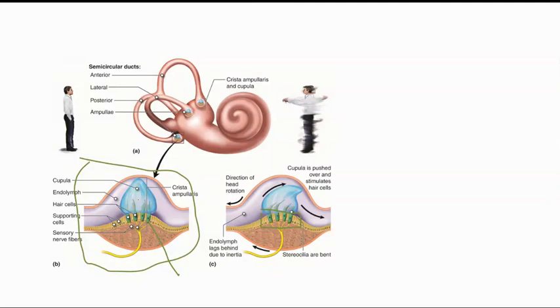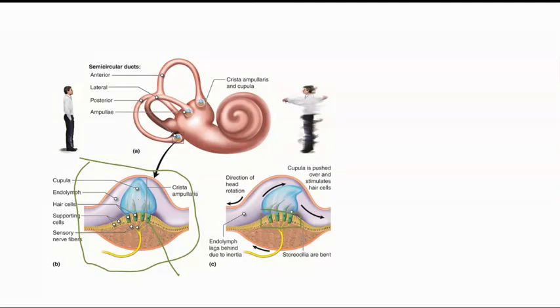So, coming to the function of the semicircular canals, we can say that these semicircular canals can sense angular acceleration. As they can sense angular acceleration, we can sense the rotation of the body, the direction of the body movement, or the turning of the head to the sides.